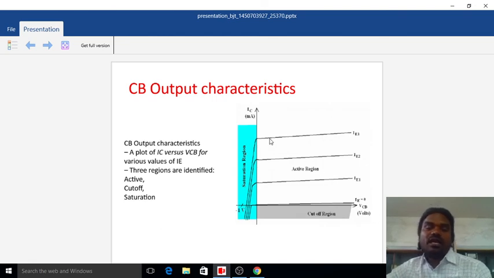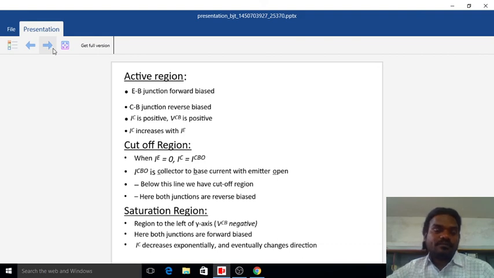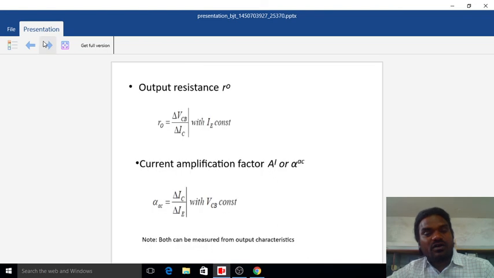And from the output characteristics we can calculate two parameters. These are the regions of operation. Active region means the emitter junction is forward biased and the collector junction is reverse biased. IC is positive, VCB is also positive, and IC increases as IE increases. Cutoff region means both are reverse biased. IE is 0, IC is also 0, then ICBO is also 0. Saturation means both are in forward bias.